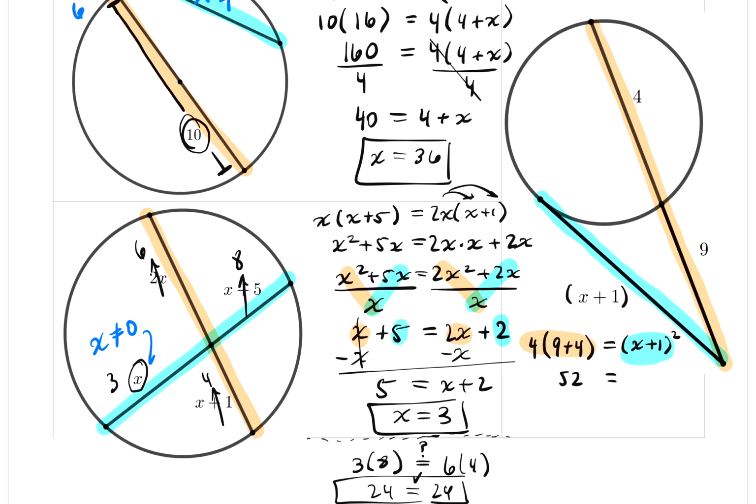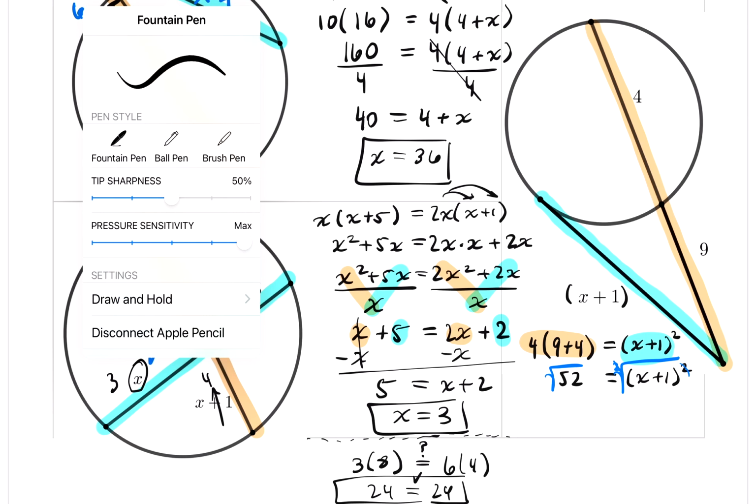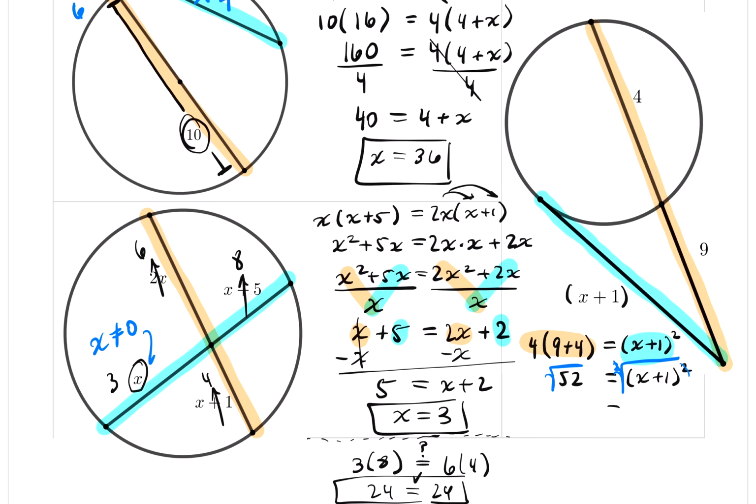So 52 equals, and then here, guys, don't expand this out. Don't expand this out unless you have to, right? Don't do extra work, okay? I'm just going to leave this like this. Now, I can take the square root of both sides. You guys see this? I'm going to do this in blue so we can see. Take the square root of both sides, okay? Now, there's an invisible 2 here. Okay, so these guys will cancel.